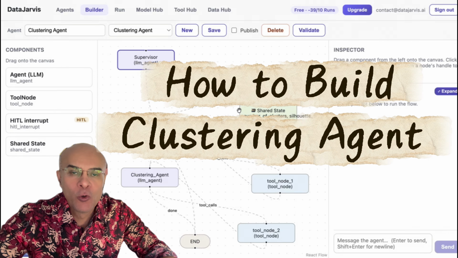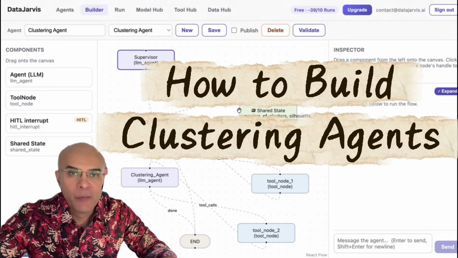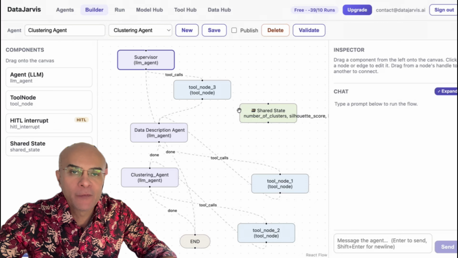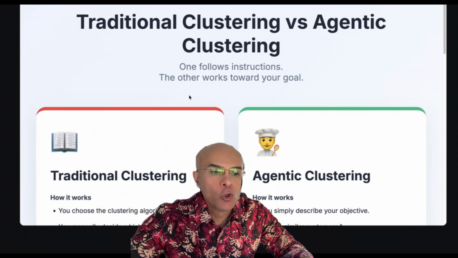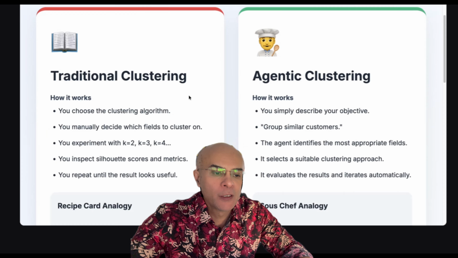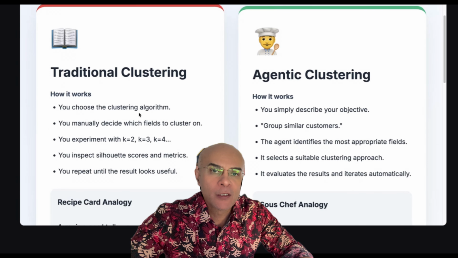Hi there. In this video, I'm going to show you how to do clustering with AI agents. But first, let me explain the difference between a traditional way of doing clustering versus an agentic way of doing clustering. In a traditional way of clustering, you basically choose the clustering algorithm.